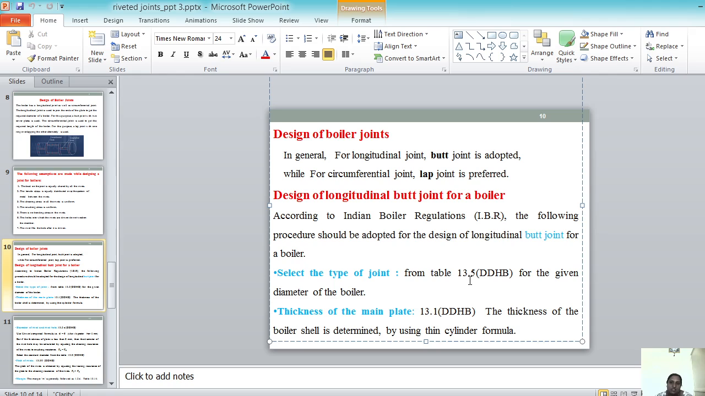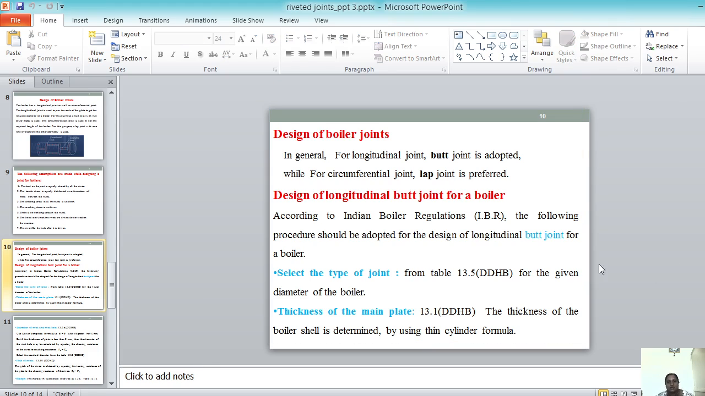Especially, I am going to use the design data handbook by Lingaya sir. So select the type of joint; we have selected butt. You can see these tables for the different diameters and all. Okay, next, thickness of the plate. Again, it is a standard thickness of the plate. You can go with this 13.1 equation. So this is a table and this is an equation. So always keep the design data handbook with you when you start with the designs, when you start with the numericals and all. Okay. Next slide says this is the design steps.